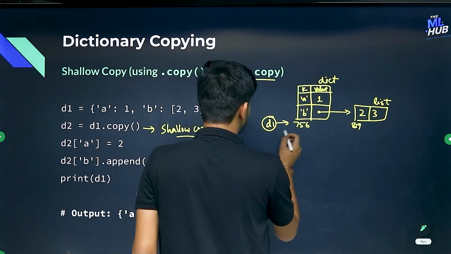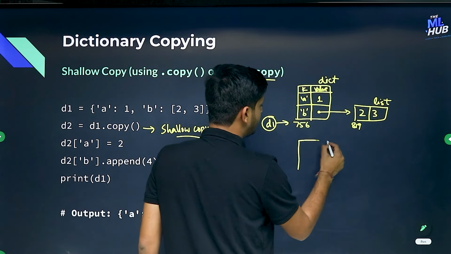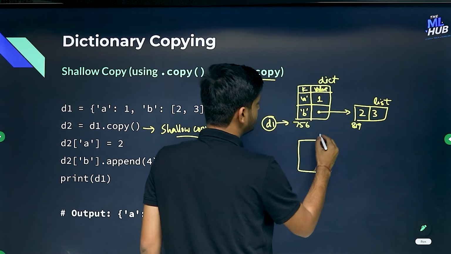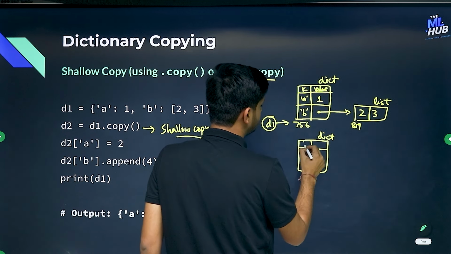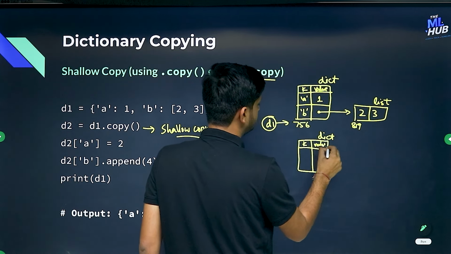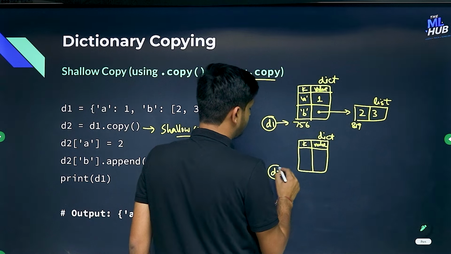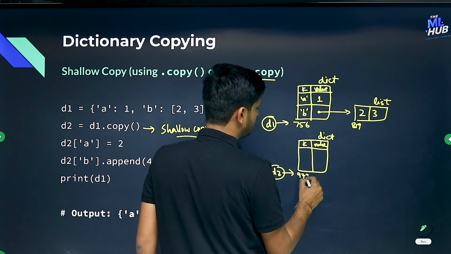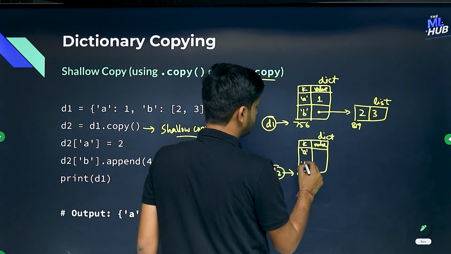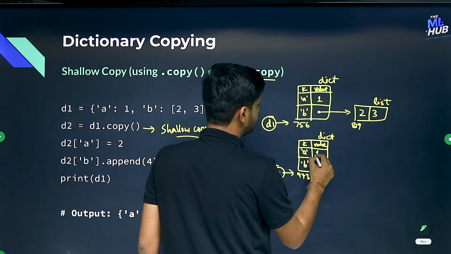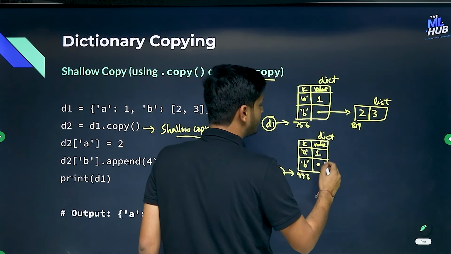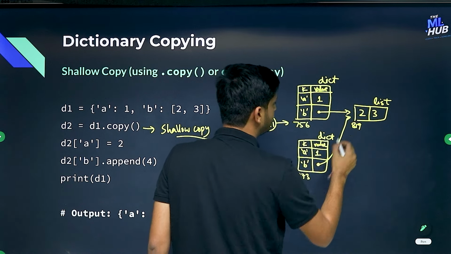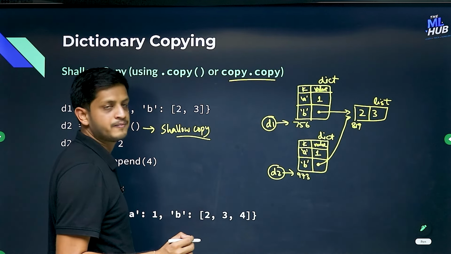So if you do d1.copy, another dictionary will be created as it is. Just a copy of this will be created. Another dictionary with key and value, and d2 will be pointing here, let's say at memory location 973, with string A and string B. String A has value 1 and string B has the exact same pointer, 819 will be copied, so it will also be pointing here. So this is what shallow copy means, right?